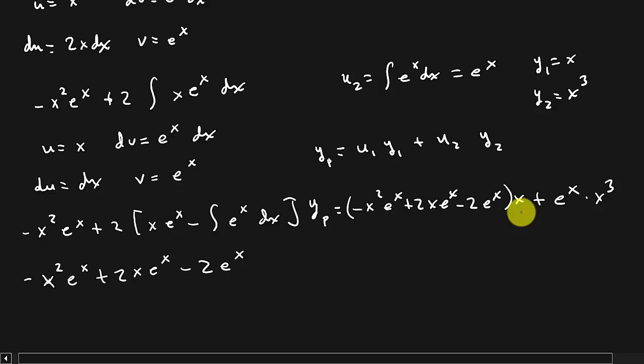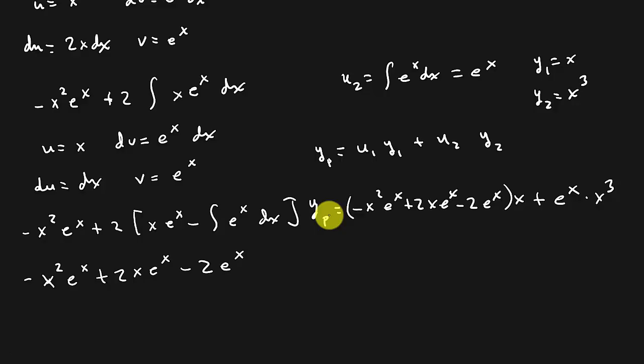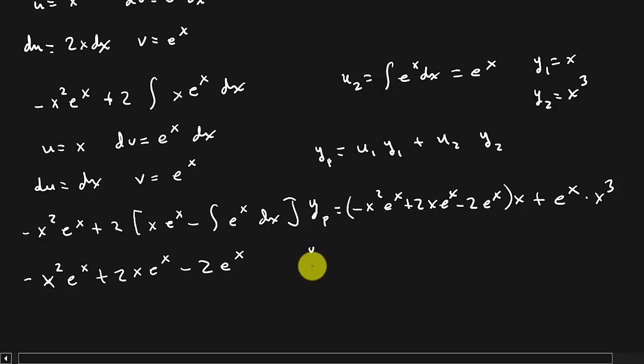And then when you distribute that, we'll clean it up a little bit. What are we going to get? We're going to get yp is equal to 2x squared e to the x minus 2x e to the x. That's yp.